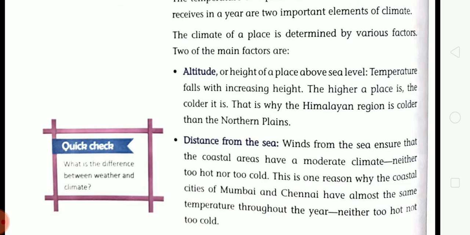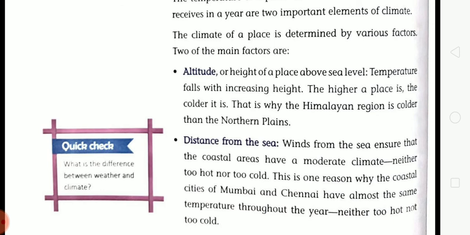So student, the place or the area which is higher, above the sea level, the temperature is very low at this place, and where the height is low, near the sea level, the temperature is high at these places. So student, altitude is a factor that determines the climate of a place or a region.